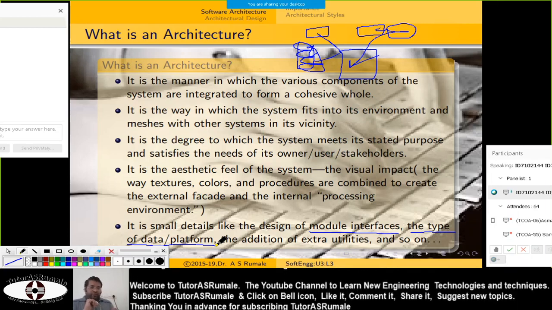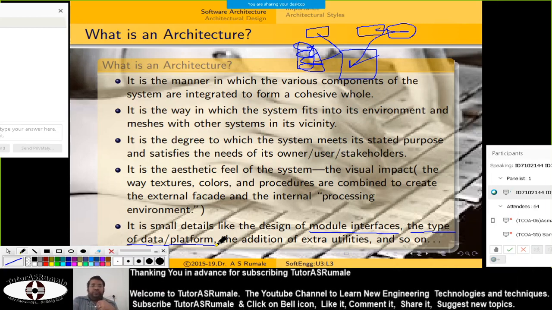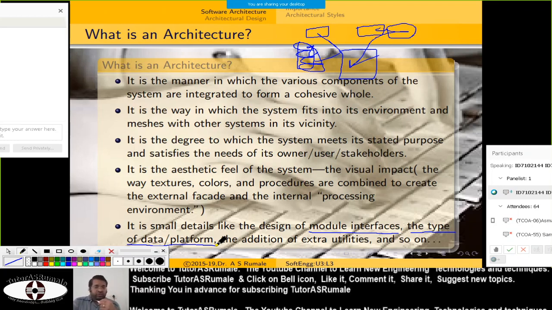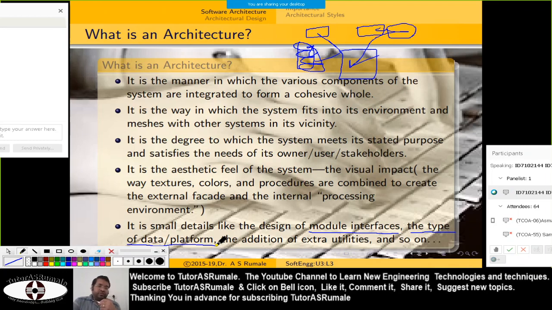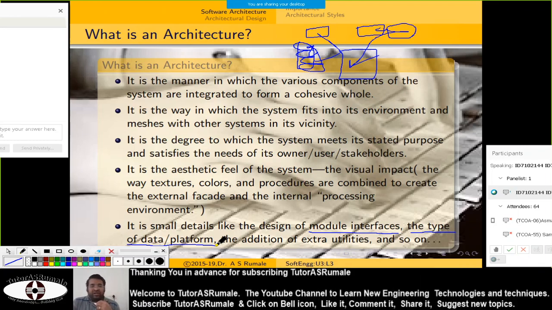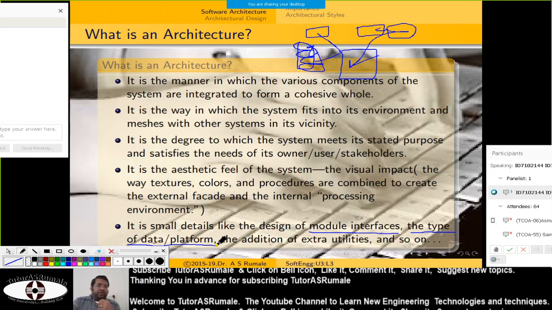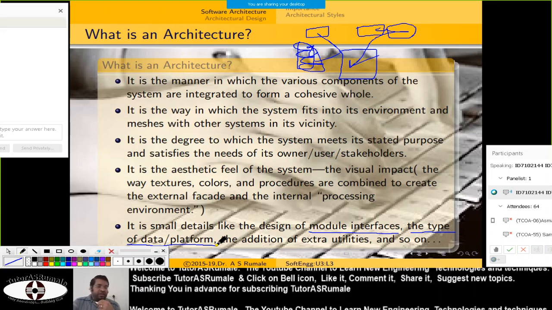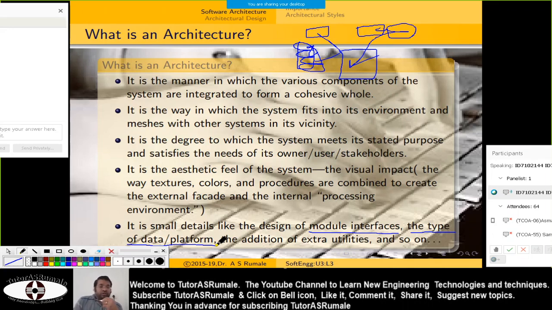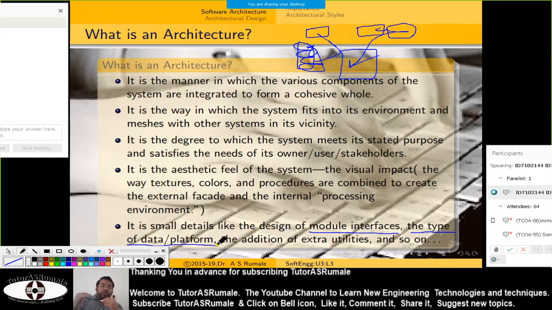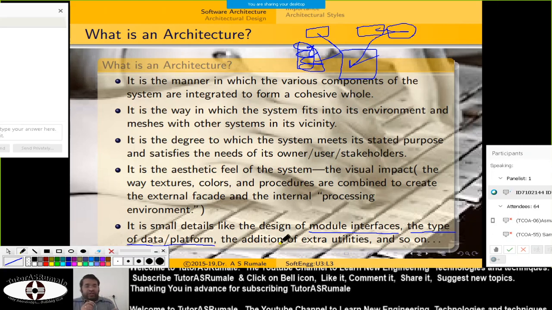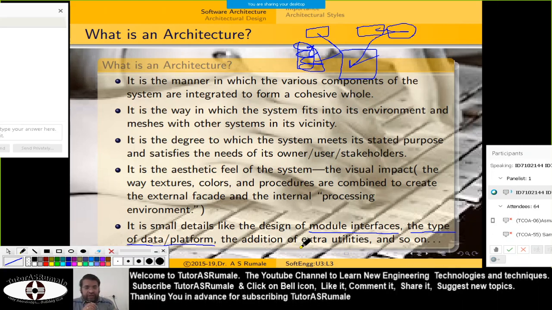You can have the platform, meaning you are creating and implementing a software, and that software is compatible with the Windows system. Okay, on the Windows platform it is executable. But let's say it's not compatible with Linux, iOS, and other different operating systems or platforms. So that is the type of platform your software is compatible with, and likewise. And in addition, the extra utilities.